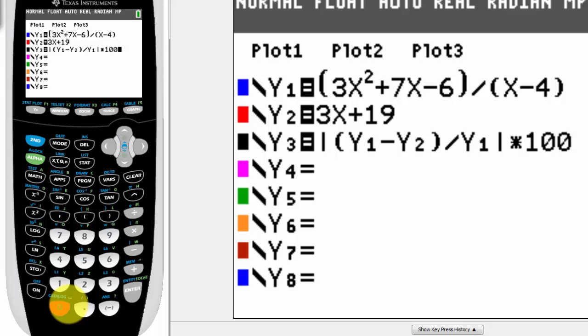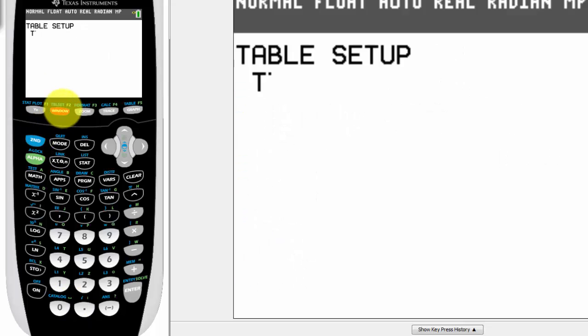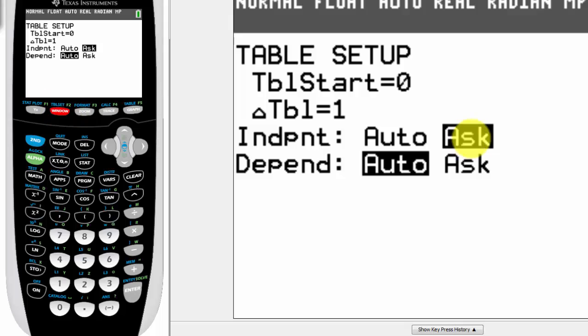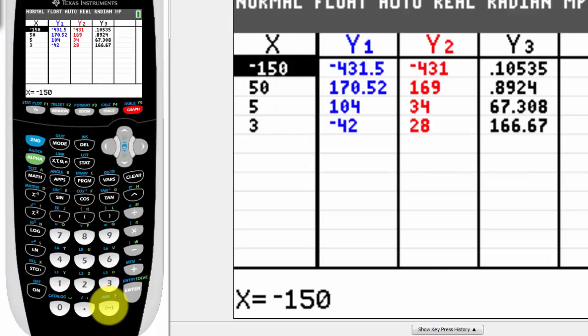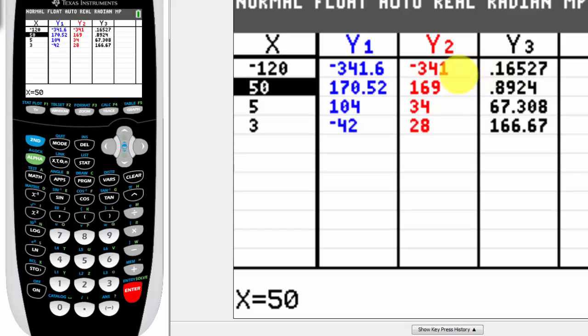And let's check out the table. So I got to make sure my table is on the ask mode. I am on ask, great. So let me check on my table. And I want to find at negative 120. So I'm entering negative 120. Enter. And the percent error is 0.16%. That's not bad. Actually, here, look at these numbers right here. At 50, the percent error is less than 1%. Even at 50, it's less than 1%.